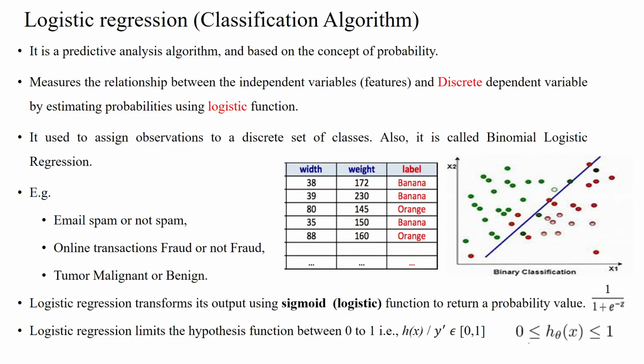Hi everyone. Logistic regression is a predictive analysis algorithm used to classify a given data set based on probability theory. It measures the relationship between independent variables, also called features, and a discrete dependent variable by estimating probability values using the logistic function, also called the sigmoid function, which assigns values to a discrete set of classes. It is also called binomial logistic regression.